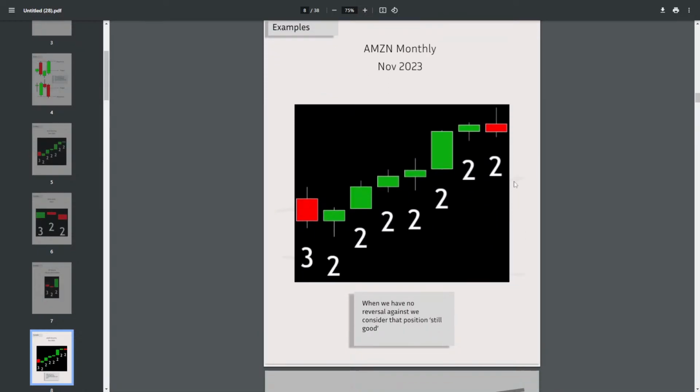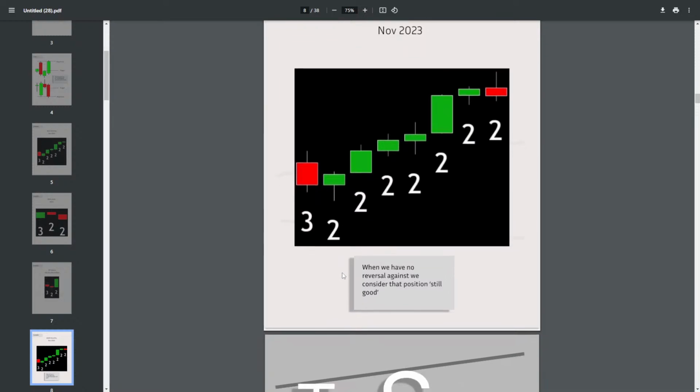And then when Netflix did the 3-2-2, it simultaneously occurred with Amazon. Notice the 3, 2, 2, and then boom, off they go. 1, 2, 3, 4, 5, 6 months of upside. And whenever we see something like this and it has not reversed against, we'd consider that still good, because that reversal and that rejection from the bottom of this 3 is still occurring until that gets a 2 to the downside.